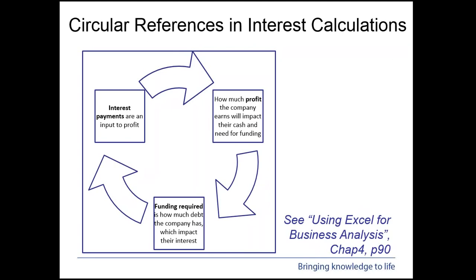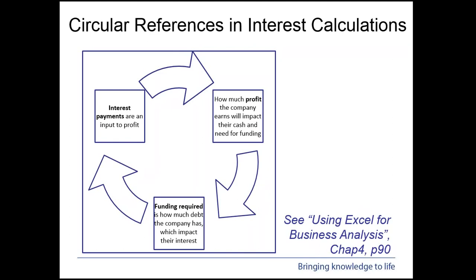So depending on how much profit there is, that will drive how much you need to borrow, which will then drive the interest, which will then drive the P&L, which will then drive the cash flow. So you end up with this lovely circular reference in interest calculation. So don't ignore that. You need to get around it somehow.